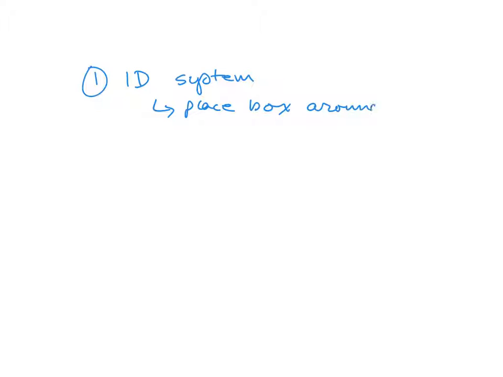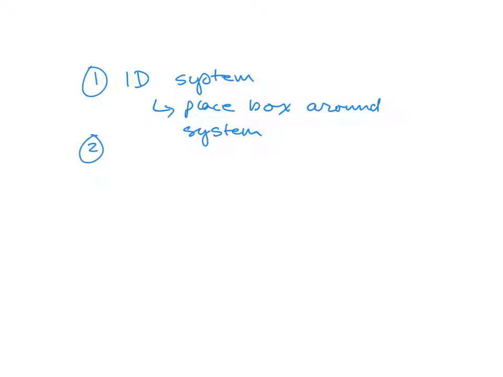So the very first thing that's necessary when you're drawing these little charts is to identify the system. All right, and we do this by putting a little box around the system. So if the system includes any of the surroundings, or if it includes just the object, putting the box around the system will help us do that.